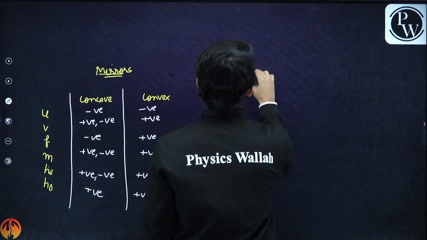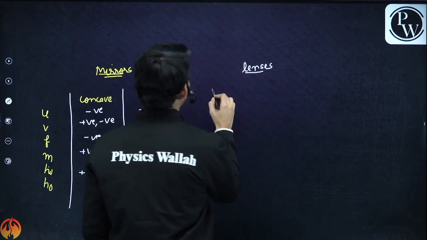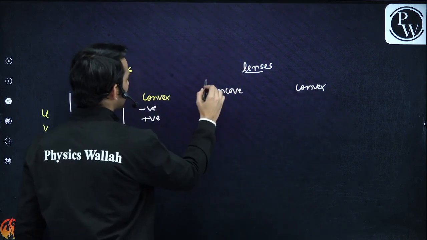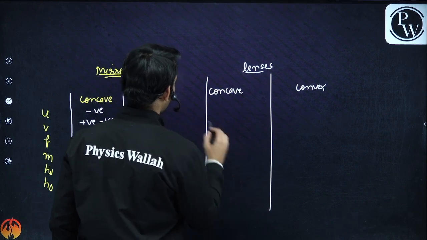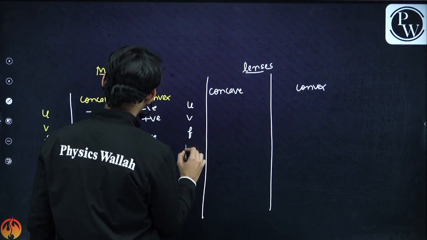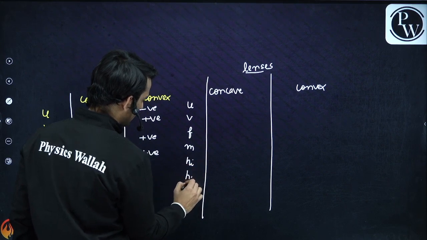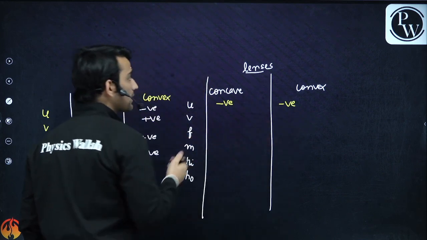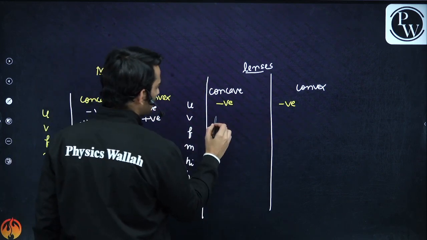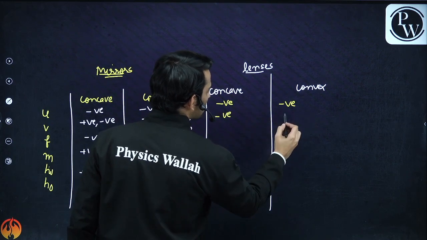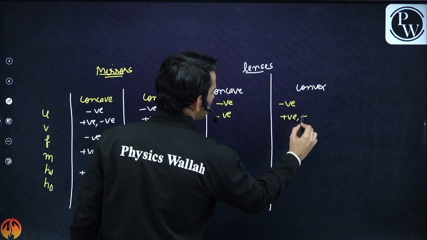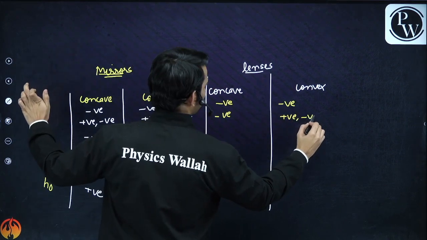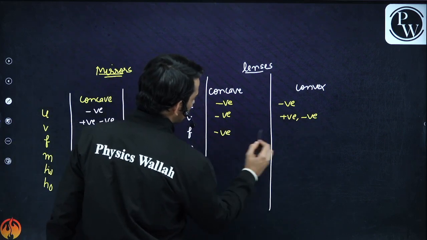Okay, now guys, if I talk about lenses, we have concave and convex, with the same parameters: u, v, f, m, h_i, h_o, right guys? So here u is negative again for both. Concave lens forms the image on the left hand side, that means image distance would be negative. Convex lens can form the image both on the left and on the right, so the image distance can be positive as well as negative, right? Focal length for concave lens is negative, for convex it is positive.